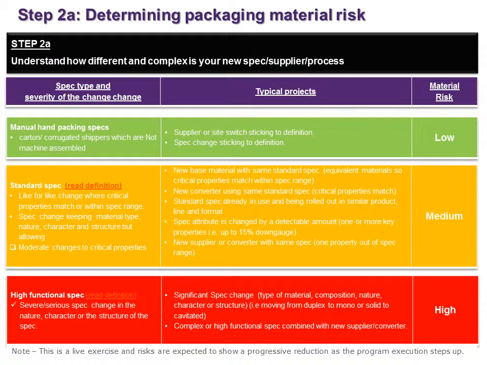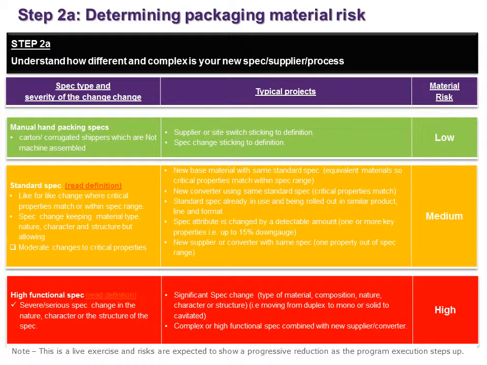Low risk, it's only about manual packing, so no machine assembly packaging materials. A manual erected carton is a typical example. In the medium risk bucket, you will find standard specs. By definition, standard spec is any material that has machine interaction but no added value of functionality. For example, a commodity film used for a standard flow pack application. For more details, click on Read Definition.